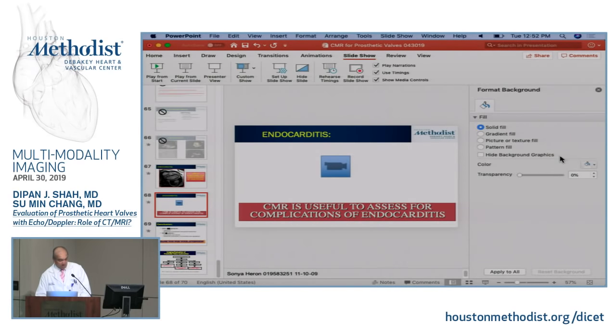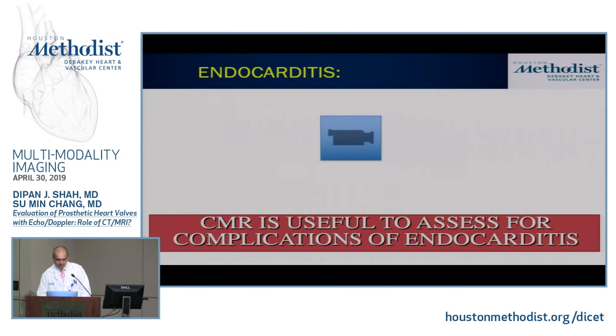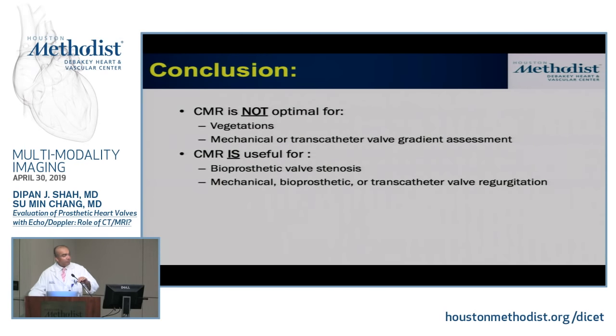And then to just wrap up, when is CMR not optimal? When we're talking about prosthetic valves, I think if you're looking for vegetation, and also if your interest is in trying to identify mechanical or transcatheter valve gradients, so looking for stenosis within transcatheter or mechanical valves. But it is useful if you're trying to identify bioprosthetic valve stenosis, or if your interest is in looking for regurgitation, either in mechanical, bioprosthetic, or transcatheter valves. Thank you for your attention.